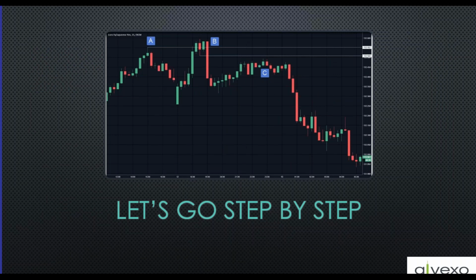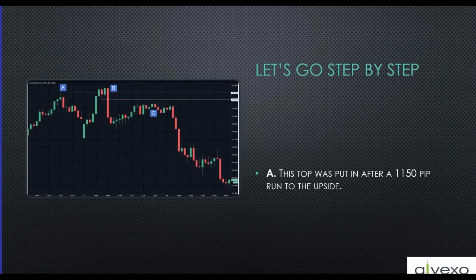So let's go step by step. Okay, A, this top was put in after a 1,150 pip run up on price. So we see where we have A, you see that top. That's actually a top of an uptrend.